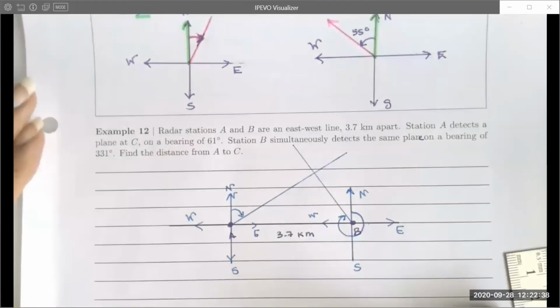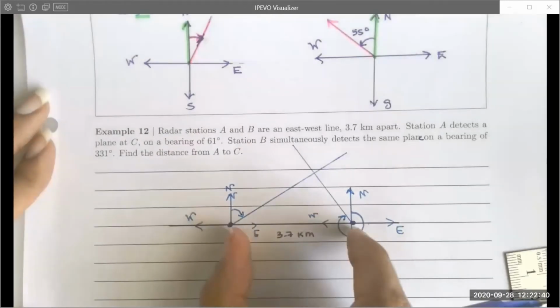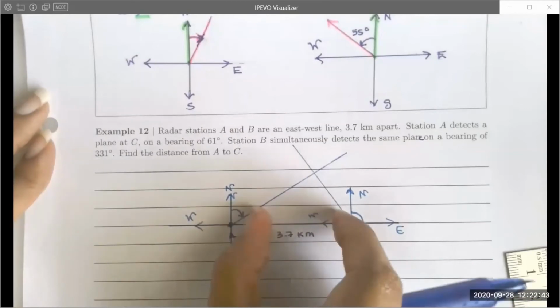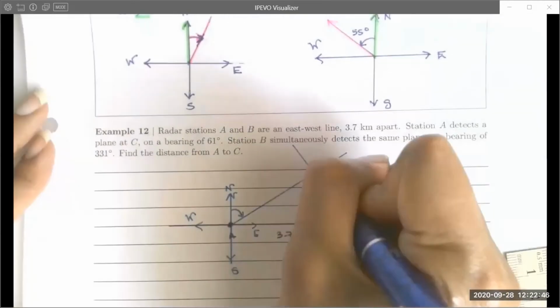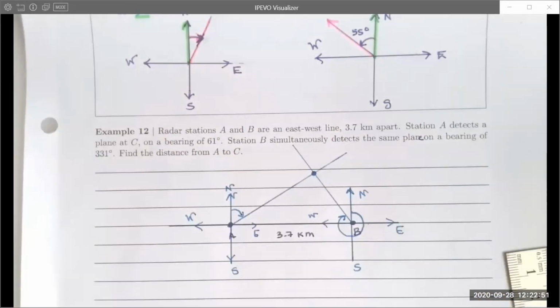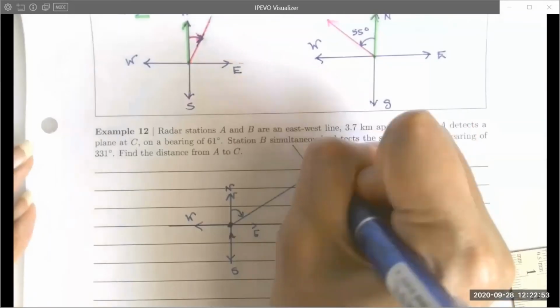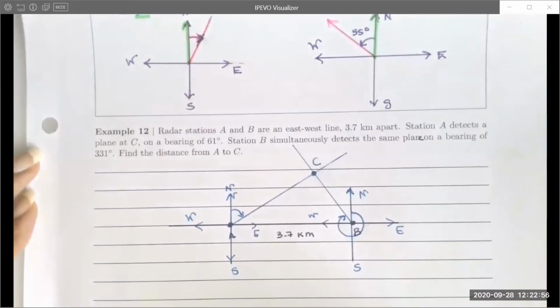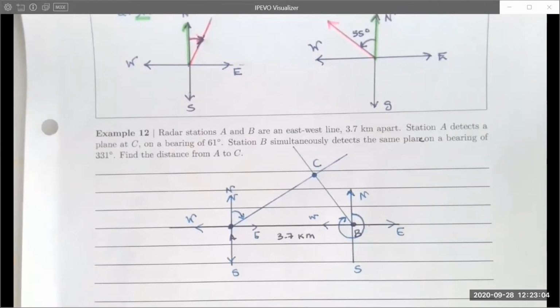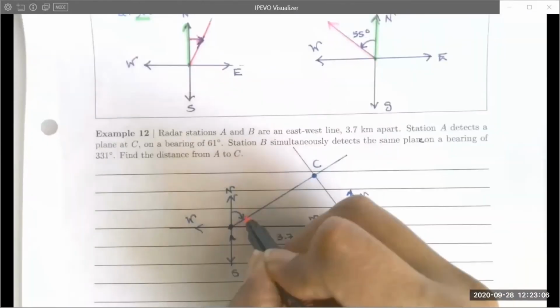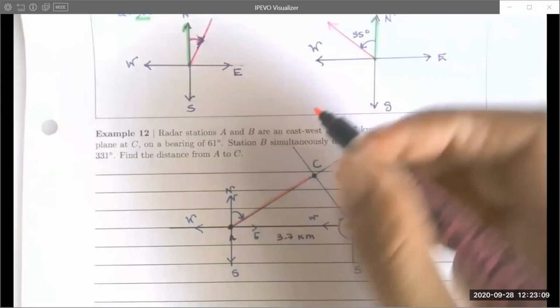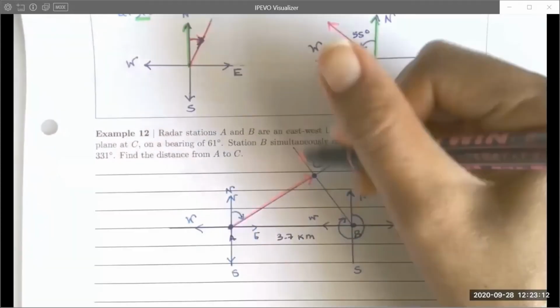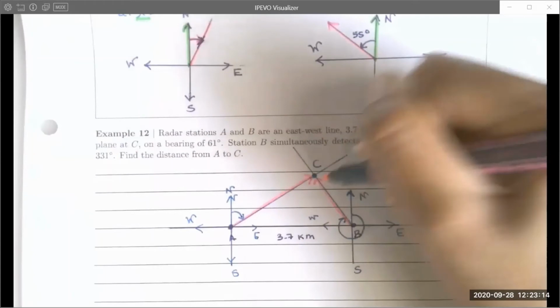If these two radar stations are taking these measurements simultaneously, at exactly the same time, then the point at which both bearings intersect is where the plane is going to be. That's plane C. I'll draw this in red because that was the terminal side of this first angle, and this was the terminal side of this second angle.